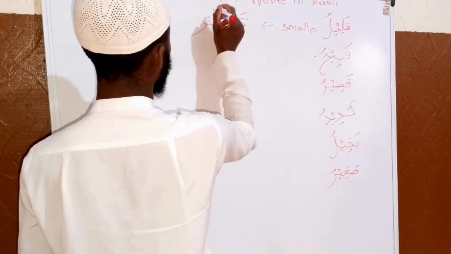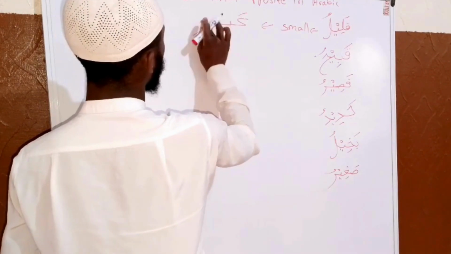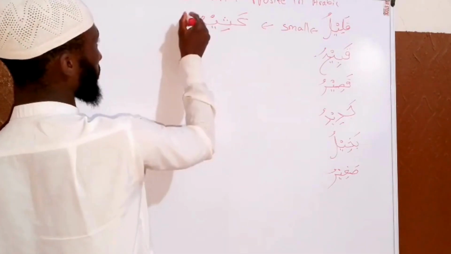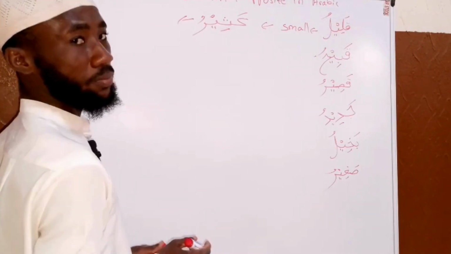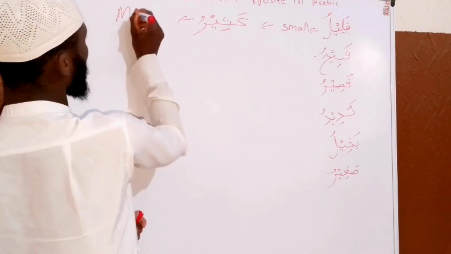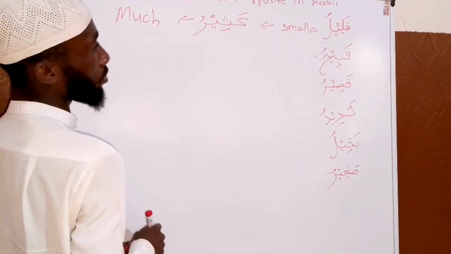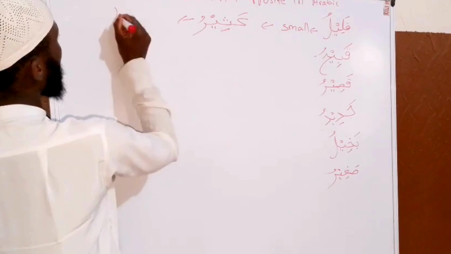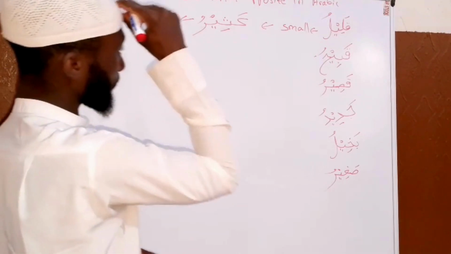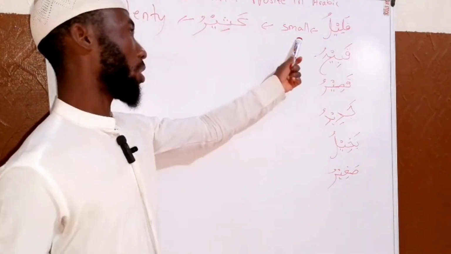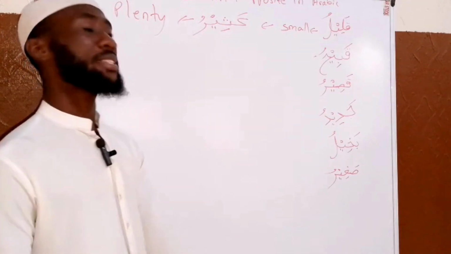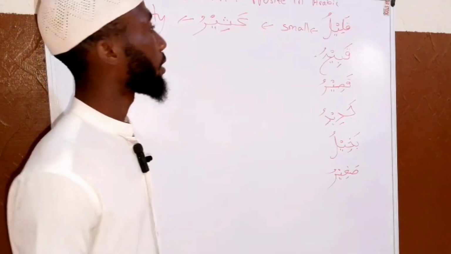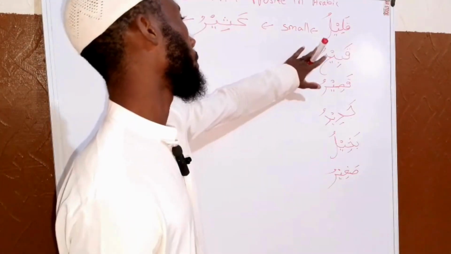Kathirun. It means much. Or let's say big. That's kathir. Plenty. Small, plenty. Let's use plenty. Qalilun, that's small. Then kathirun, that is plenty. That's the opposite of qalil. The opposite of qalil is kathir.